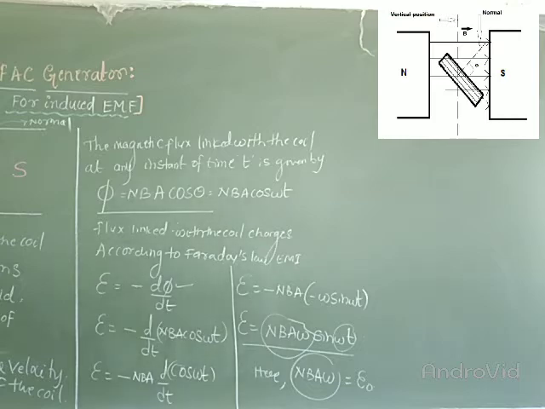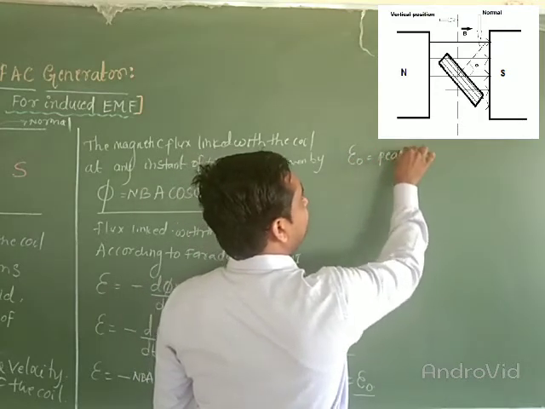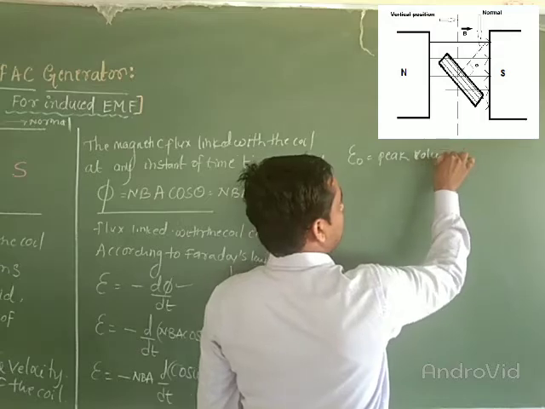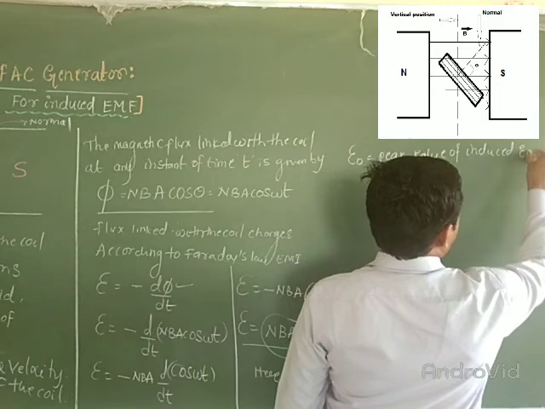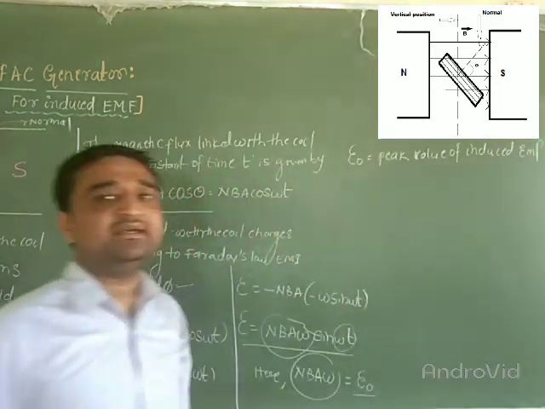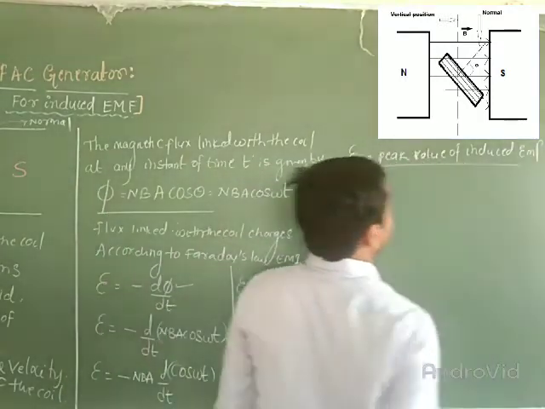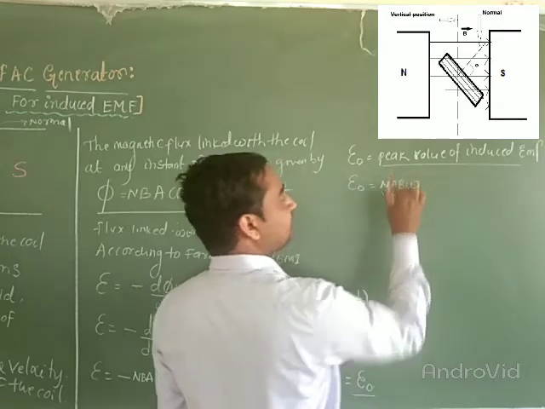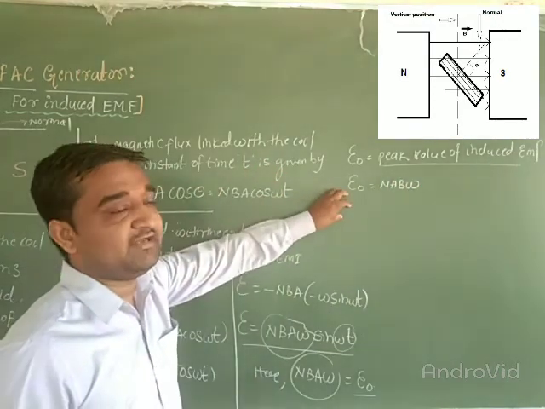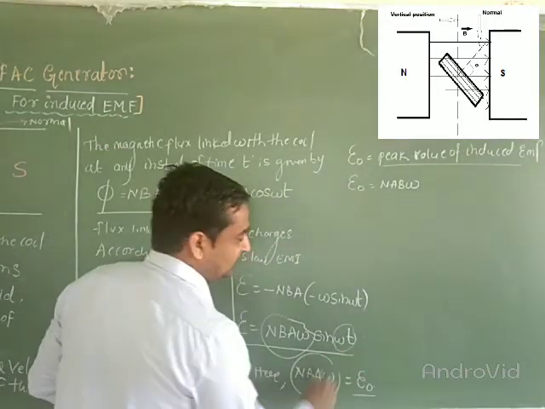Therefore, by substituting this value, nBAω is equal to E naught. So E naught is the peak value of induced EMF. This is the maximum value of the induced EMF in a coil. E naught is equal to nBAω. So at what value does this occur? That means sin ωt value is maximum.